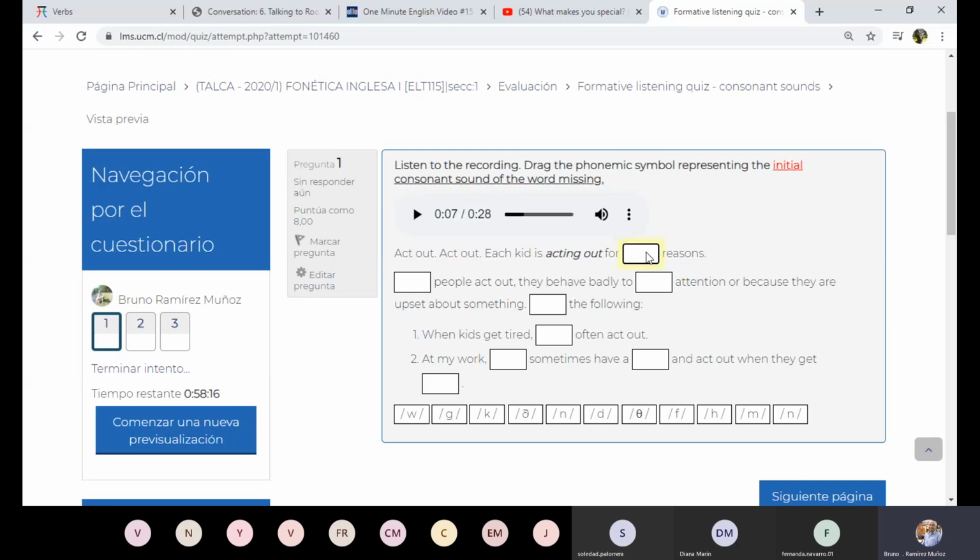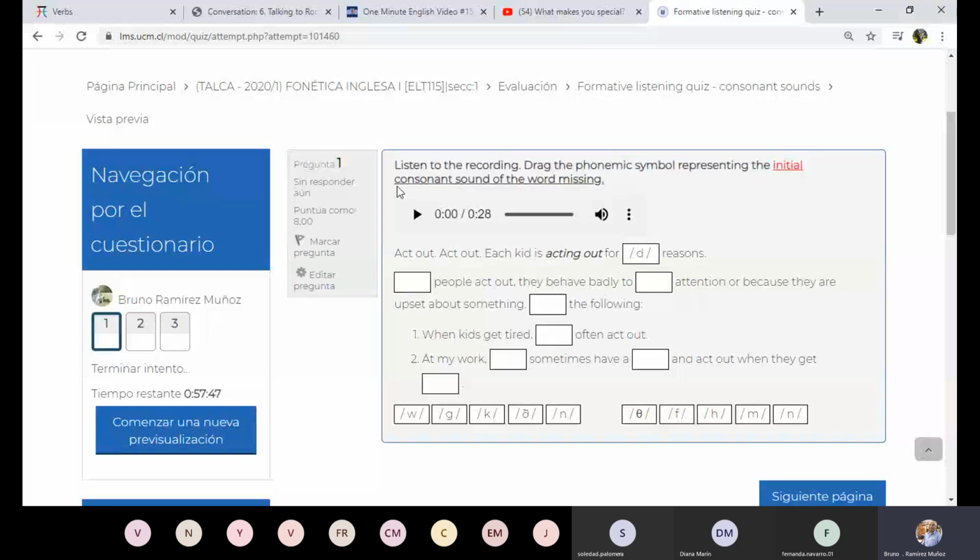What's the missing word here? Different. Different, exactly. And what's the last sound? Oh, sorry. The initial sound. The. Excellent. So what you need to do is you pick it, you drag it and you put it there. Okay? And you do that with the rest of the options. Only the initial consonant for this exercise.